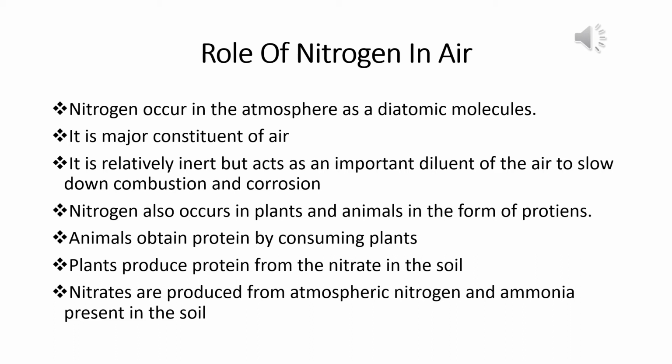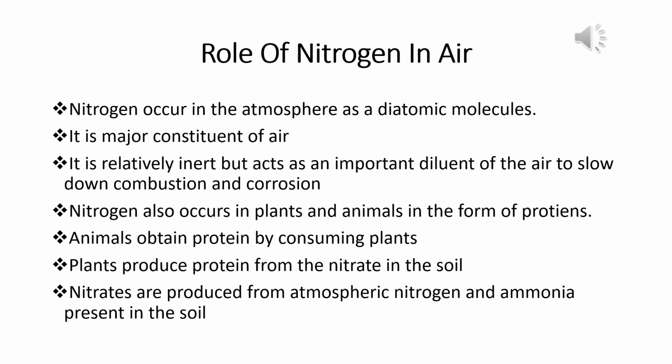Now we will discuss, students, the role of nitrogen in air. Nitrogen occurs in the atmosphere as diatomic molecules, meaning N2. There are two atoms of nitrogen in it. It is a major constituent of air. It is relatively inert. Inert means it does not undergo any chemical reaction with other substances, but acts as an important diluent of the air to slow down the process of combustion as well as corrosion.